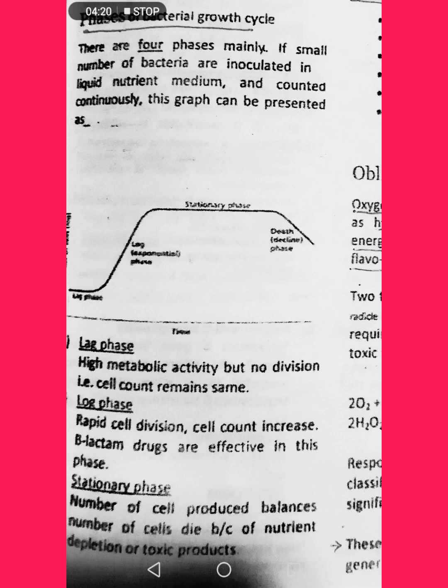The third phase is the stationary phase. The number of cells produced balances the number of cells that die, because of nutrient depletion or toxic products. So due to the depletion or toxic products, the number of cells will be stationary, and the number of cells produced balances the number of cells dying. So there is no increase or decrease of cells. This is the balance phase.